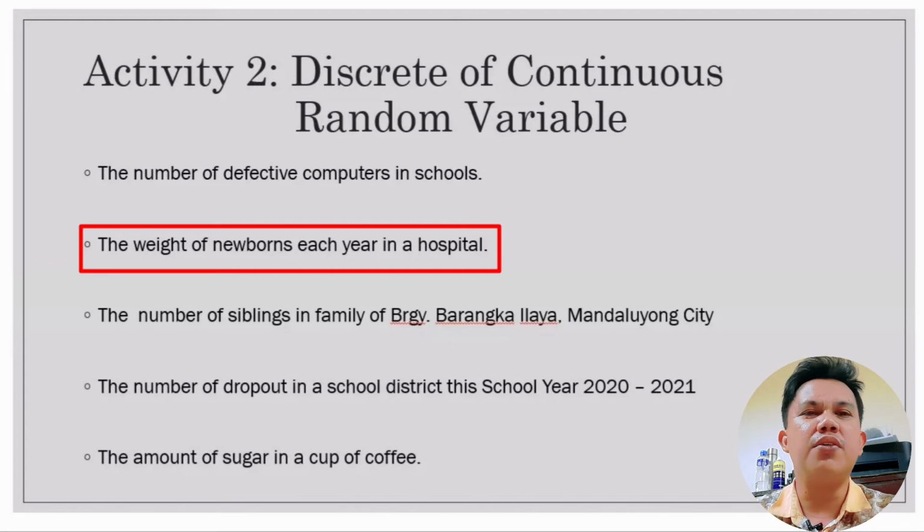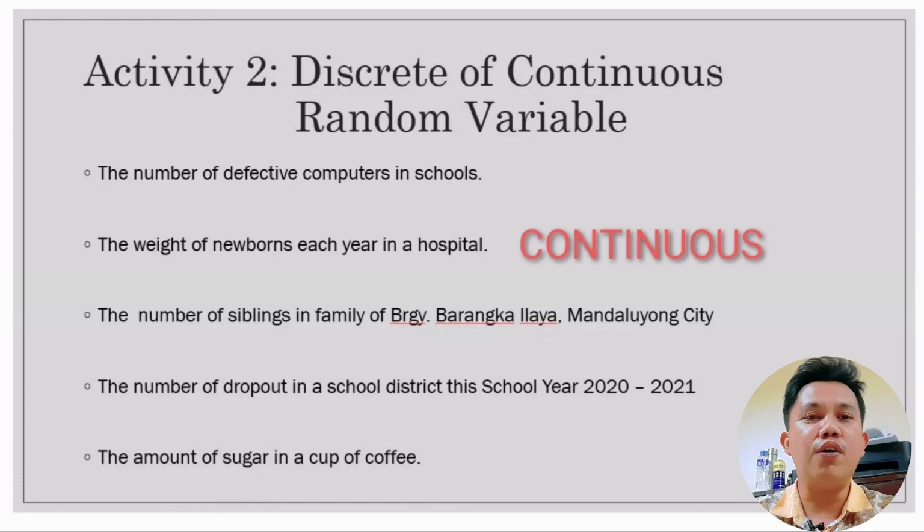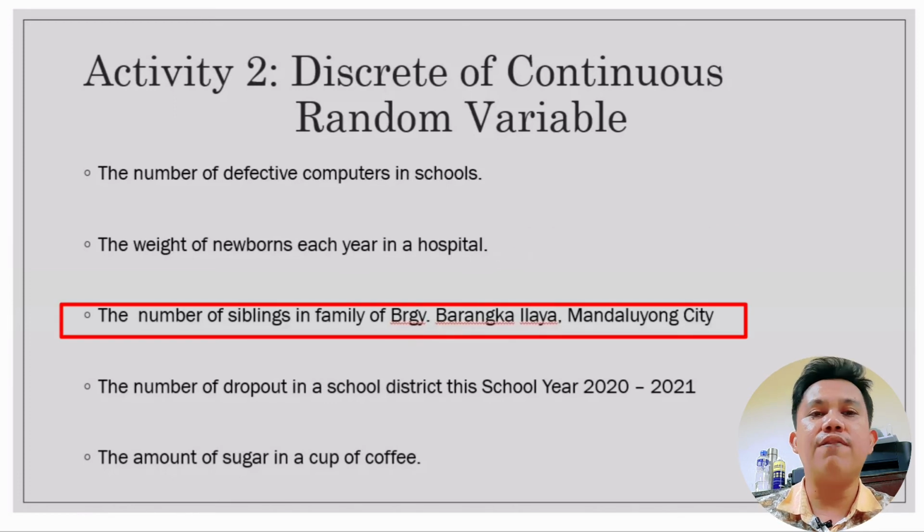Number 2, the weight of newborns each year in hospital. Okay, magkakaiba to, no? There are different weights. Ang mga sanggol hindi pare-parehas. This is an example of what? Continuous random variable. Okay?